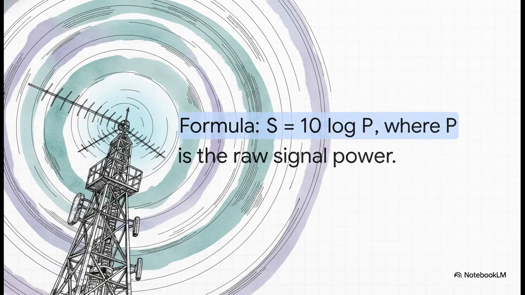So here's the exact formula that network engineers use to calculate that strength. S equals 10 times log P. In this formula, S is the signal strength we want to find, and P is the raw signal power hitting your phone's internal antenna. Notice how it just says log P? Thanks to that shortcut we just learned, we immediately know it's a base 10 common logarithm because there's no base written out. Okay, let's actually solve a real problem with this.